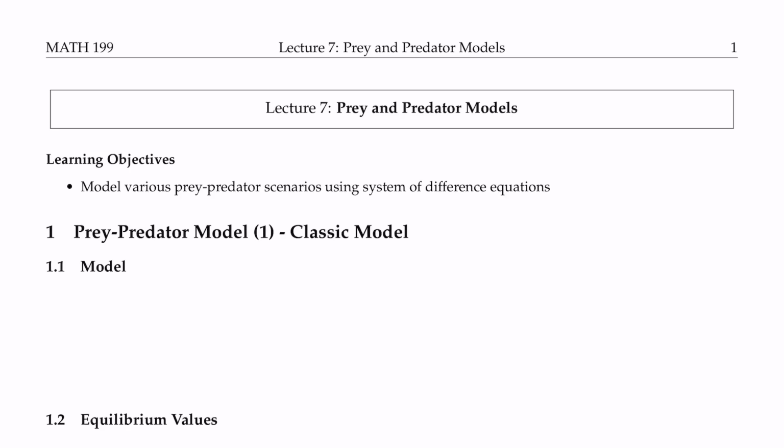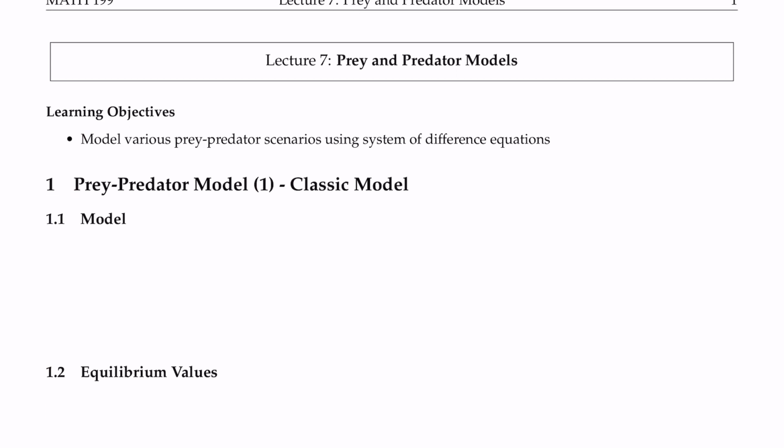Hello everyone, this is lecture 7. In this lecture, we will talk about a system of difference equations, and we're going to use the system to model prey and predator interactions. We're going to use the system of difference equations from lecture 6 and modify it to include some other terms in order to make the problem more realistic.